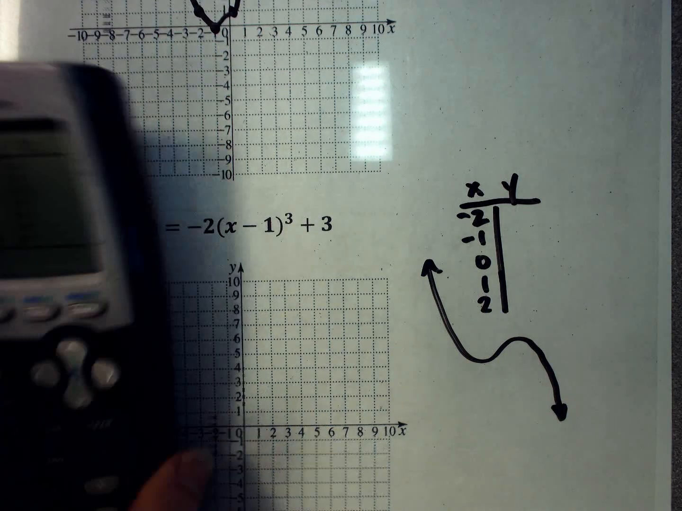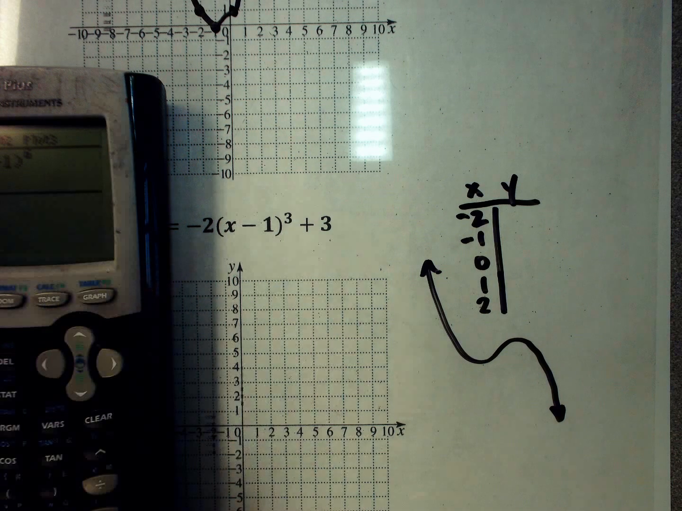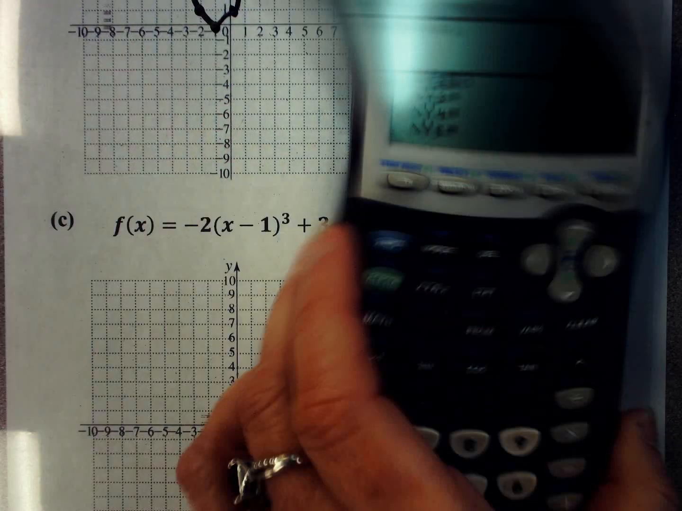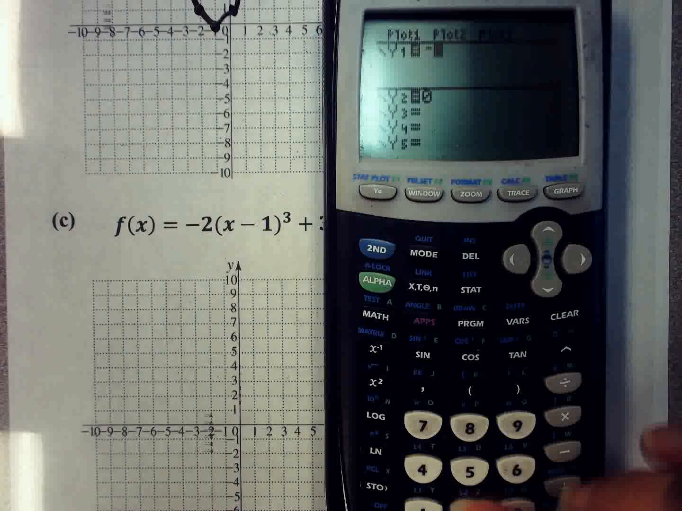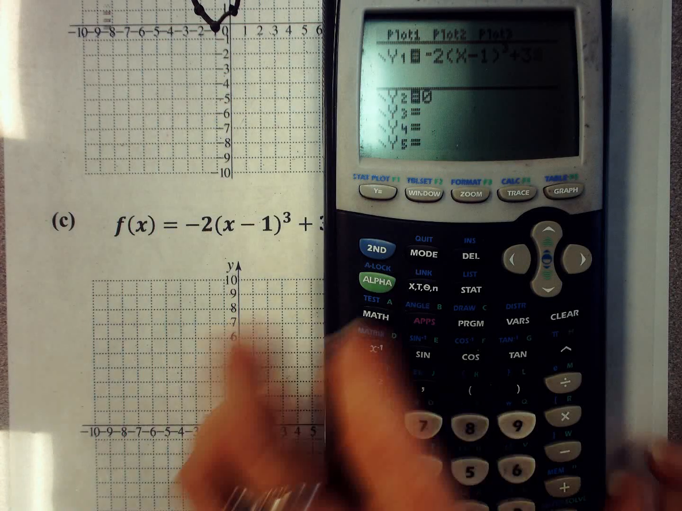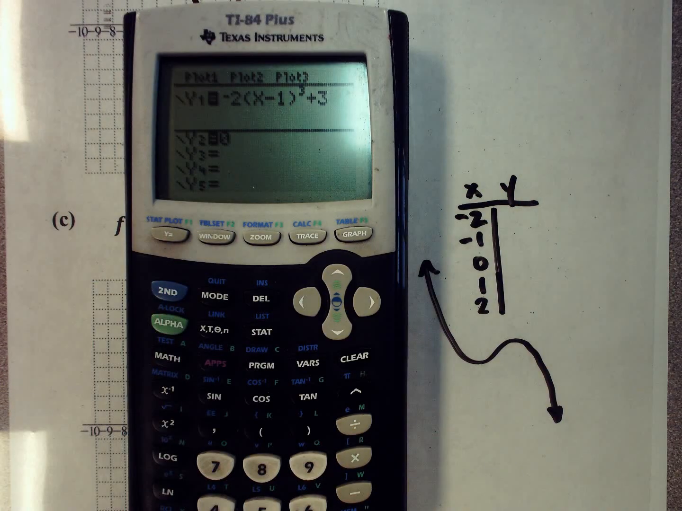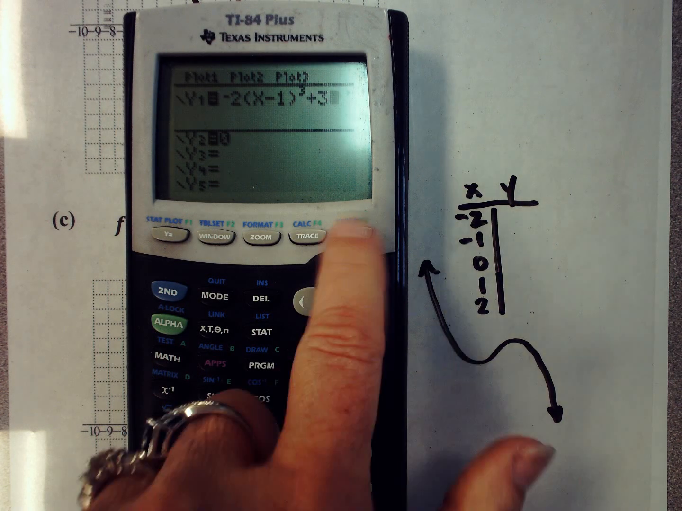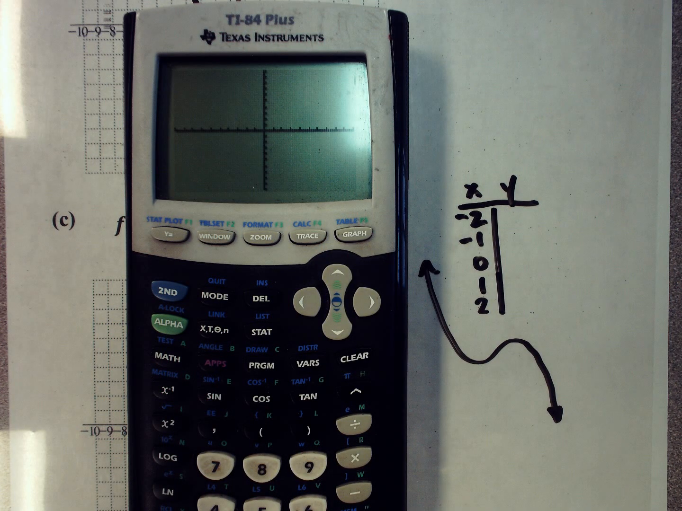You can type this in the calculator. Don't forget to use a negative instead of a minus sign when you're doing -2. All right, so we got -2, then parentheses, x minus 1, raised to the third power, then we got +3. All right, so let's look at what this looks like. Okay, it does go backwards from the odd problem that we did at first when it was positive.